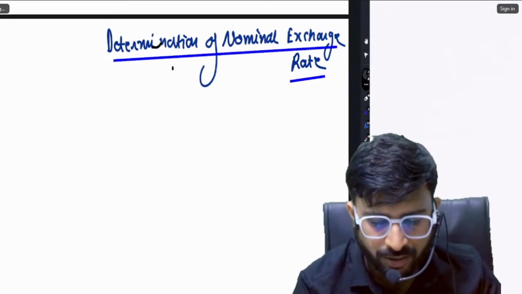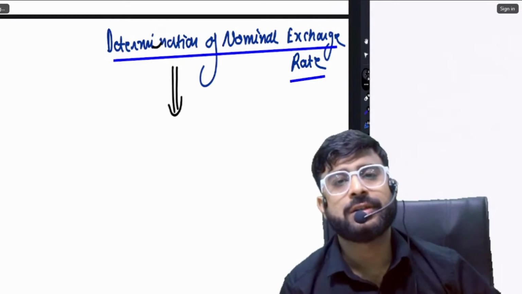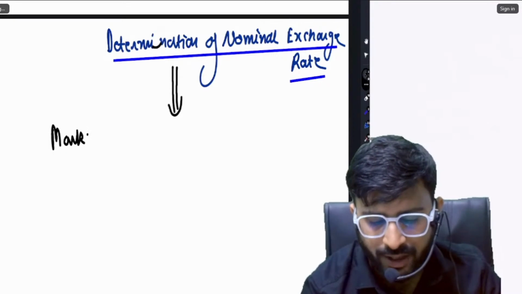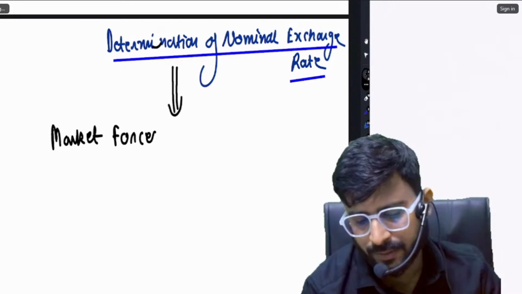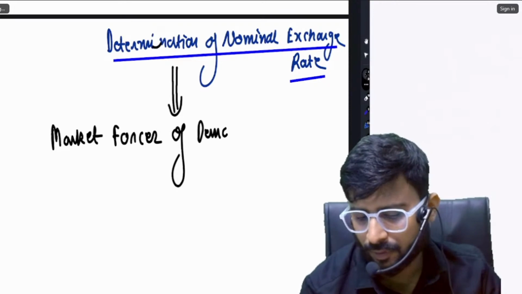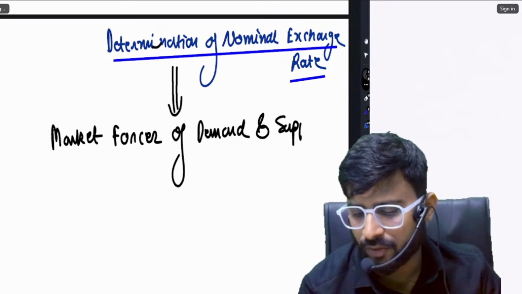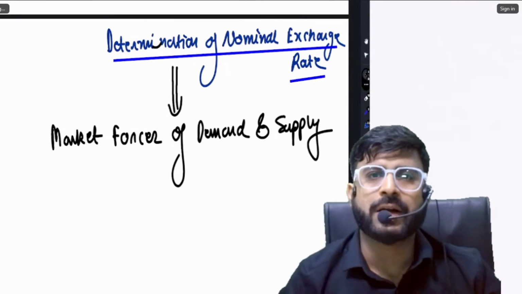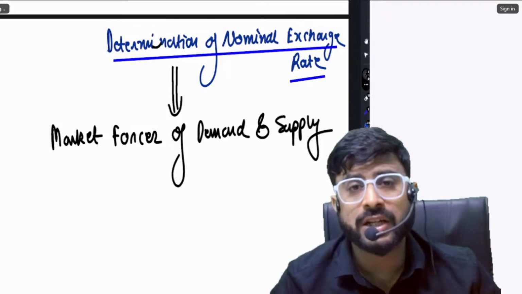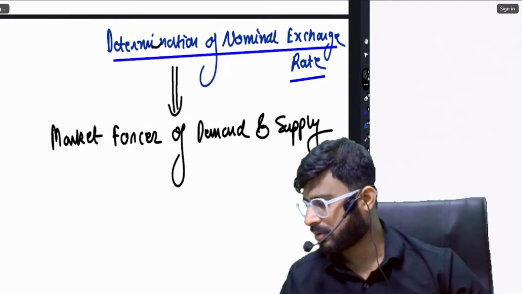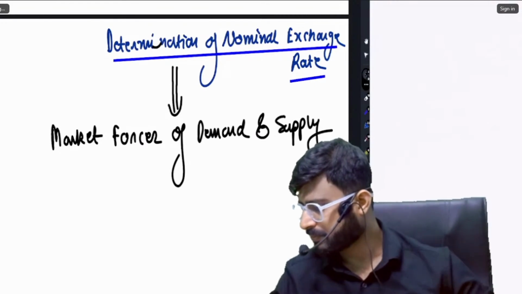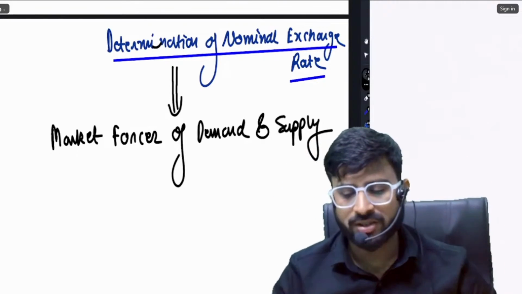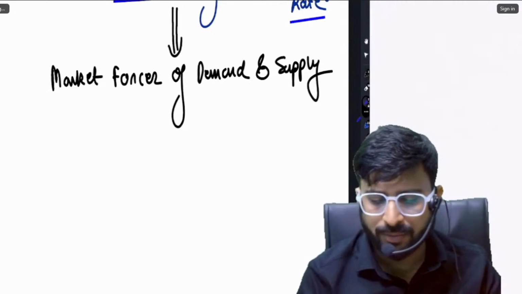Determination of nominal exchange rate is basically done by the market forces of demand and supply. Who does it? You are right, everybody. Exchange rate is decided by the market forces of demand and supply. How are exchange rates decided, friends? By the market forces of demand and supply.